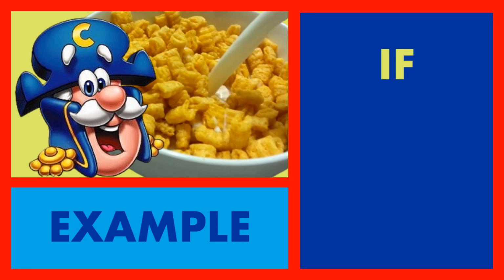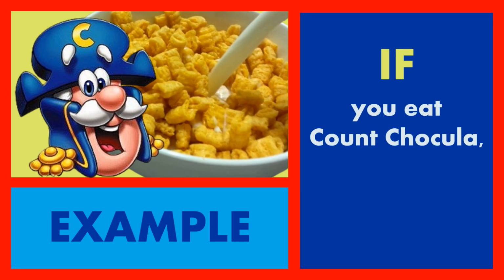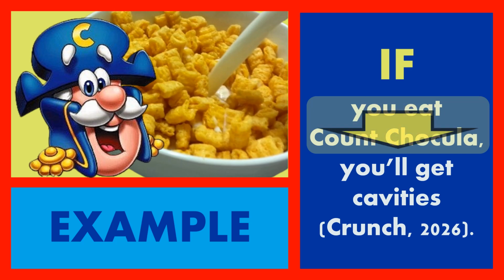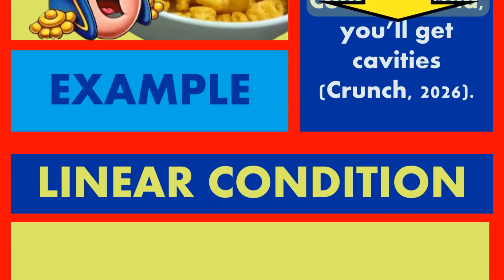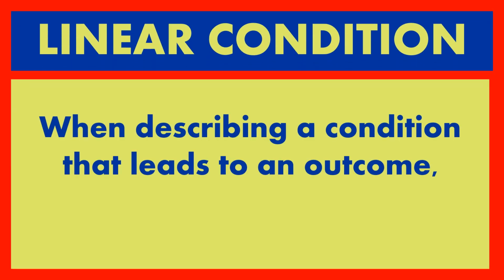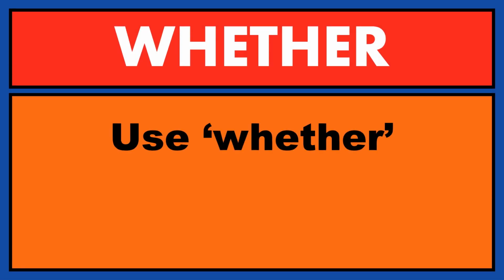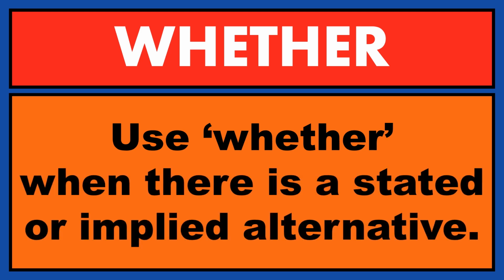Captain Crunch might counter, if you eat Count Chocula, you'll get cavities. And that's from Crunch 2026. Again, in this context, we have a specific condition and that leads to a specific outcome. Therefore, when describing a condition that leads to a specific outcome, be sure to use the subordinating conjunction if exclusively. Whether, not if, is used when there is a stated or implied alternative.